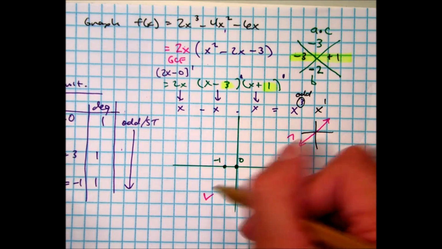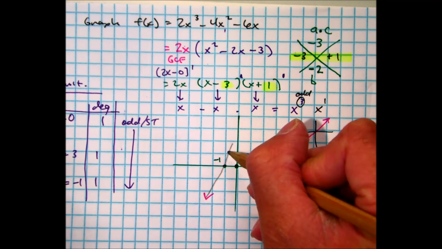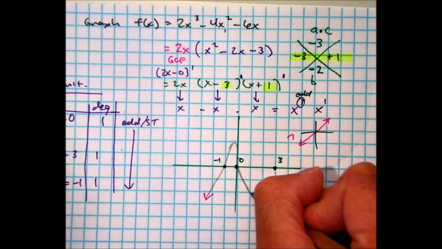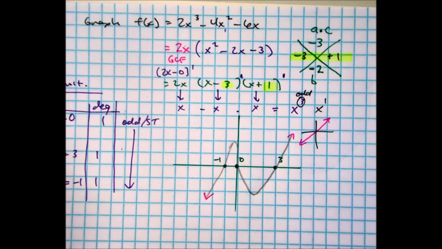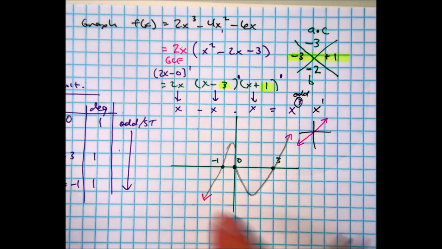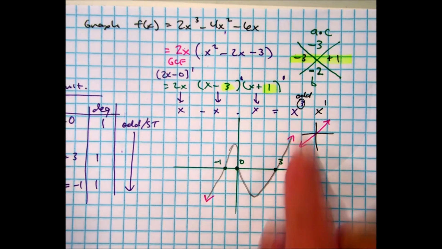Going through negative 1, it's odd. I'm going to have to shoot through that. Kind of tight, right? Then through 0, shoot through again. And then through 3, shoot through again, and end through our arrow. So our end behavior is starts down, ends up. On the left side down, and then the right side up.